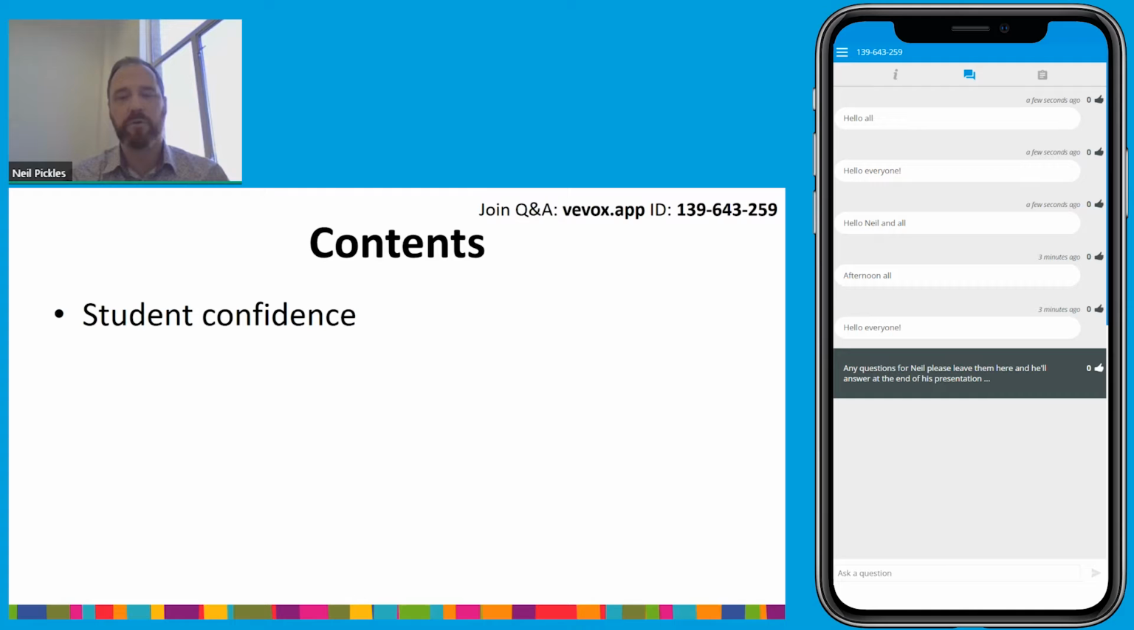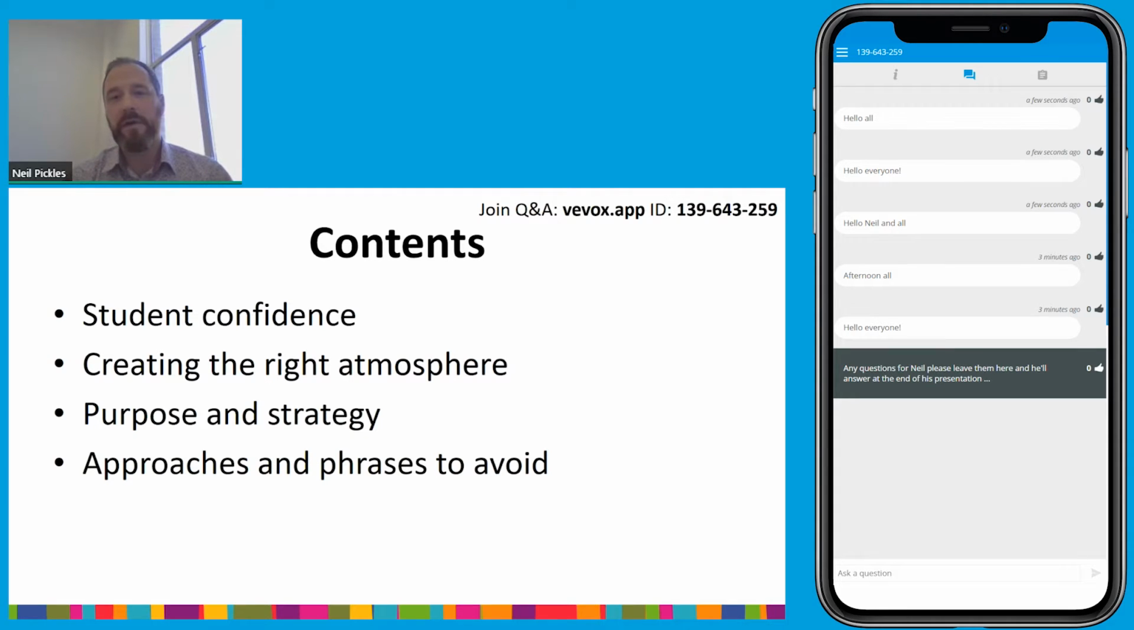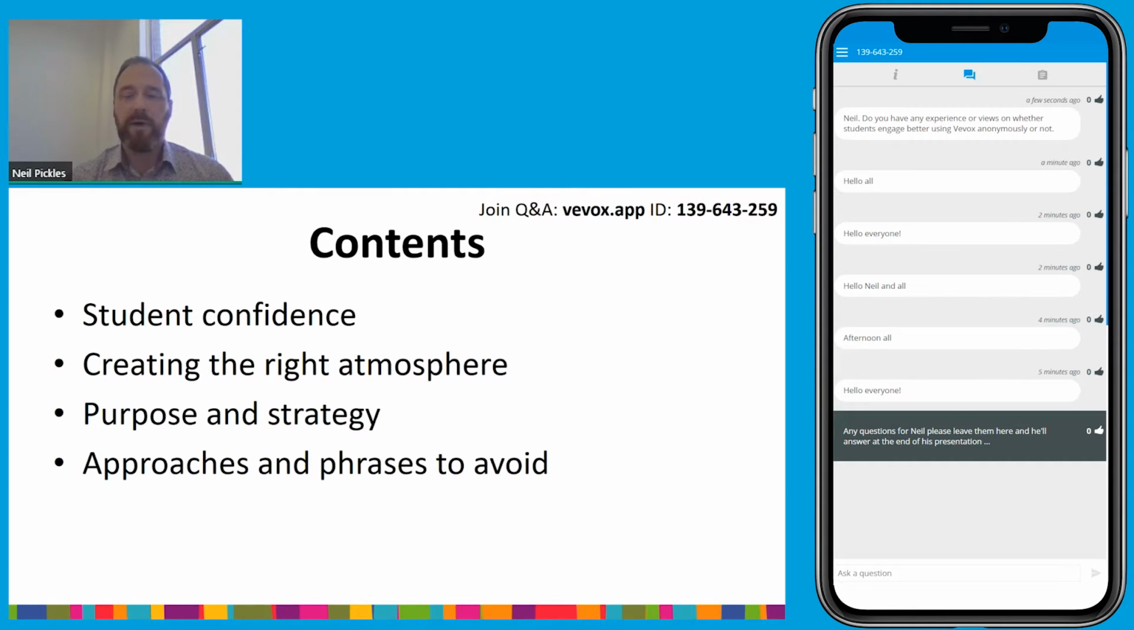So in terms of what I would like to talk about, firstly it's student confidence as a concept and creating the right atmosphere, which is often the most important part to allow for an engaged audience. The purpose and strategy: quite simply, it's important to have a purpose and have a strategy, and approaches and phrases to avoid. When I talk about the reflections in here, most of it is based on mistakes that I've made in the past. So rather than making your own mistakes, learn from my mistakes.